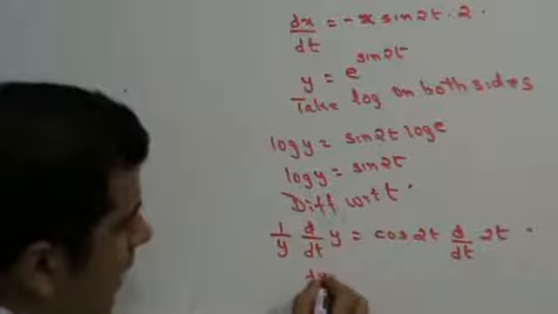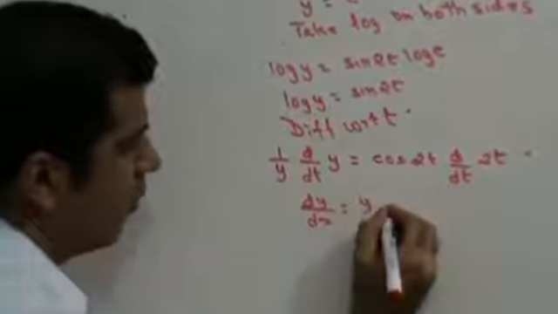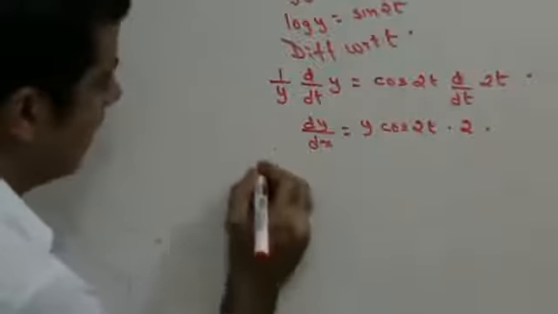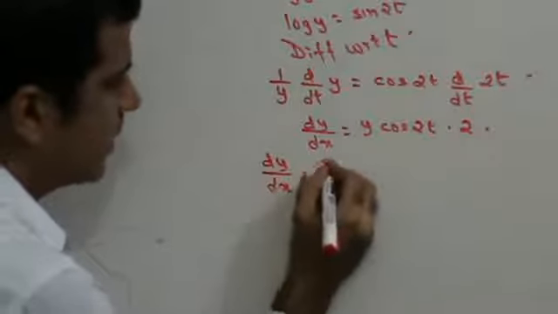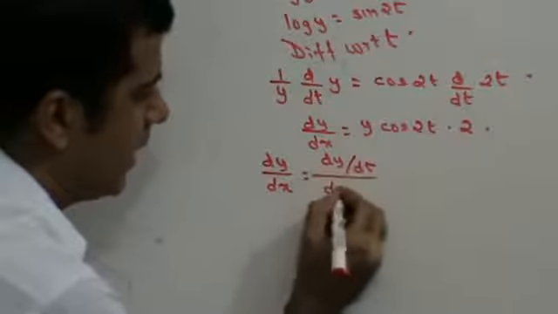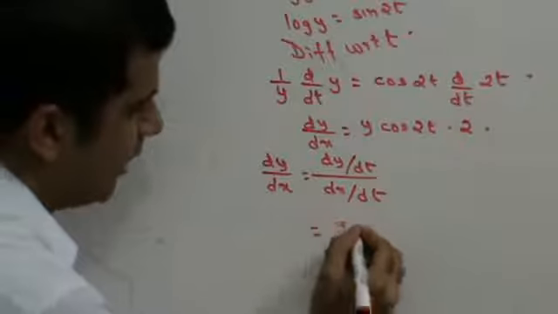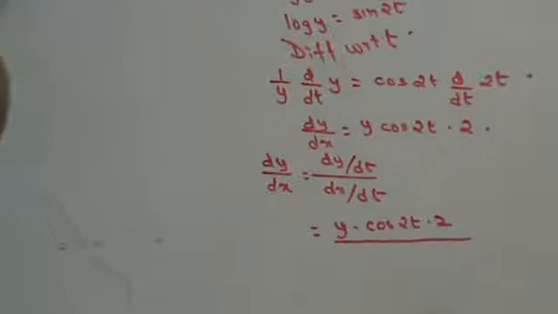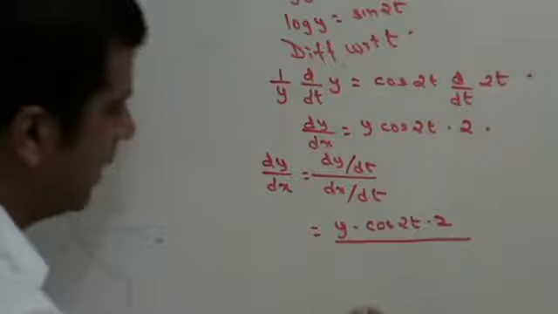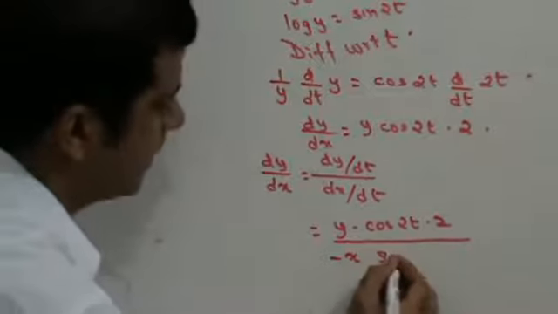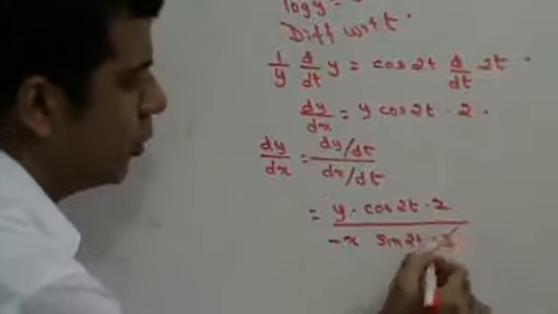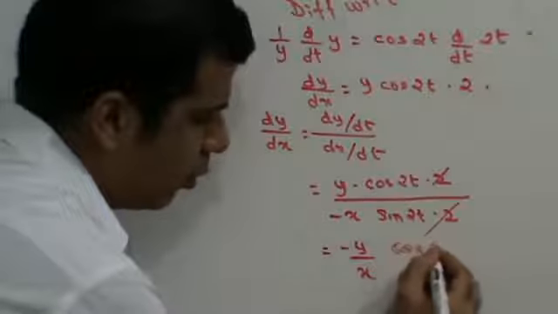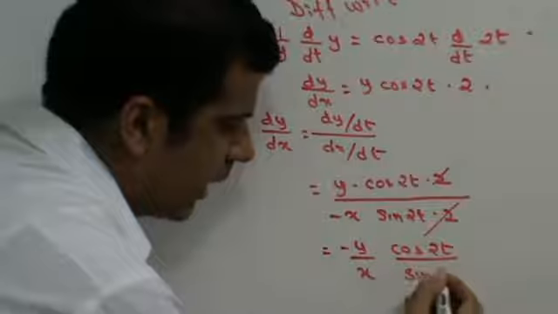So you will get dy by dx is nothing but y goes up here, cos 2t, d by dt of 2t is 2, right? Next, dy by dx is nothing but dy by dt upon dx by dt. dy by dt is y cos 2t into 2, upon dx by dt. dx by dt is minus x sine 2t into 2. 2 and 2 get cancelled. This is minus y upon x, cos 2t upon sine 2t.